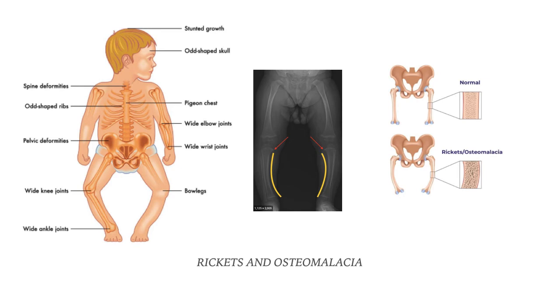And then in the picture you see on the right, you see a normal bone integrity. And then on the bottom, with the rickets and osteomalacia, you would see it's more sparse. The bone integrity is more weak.